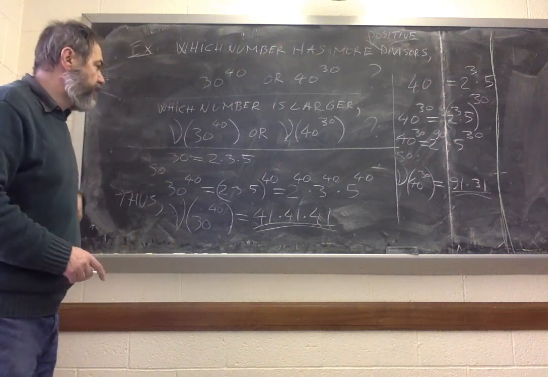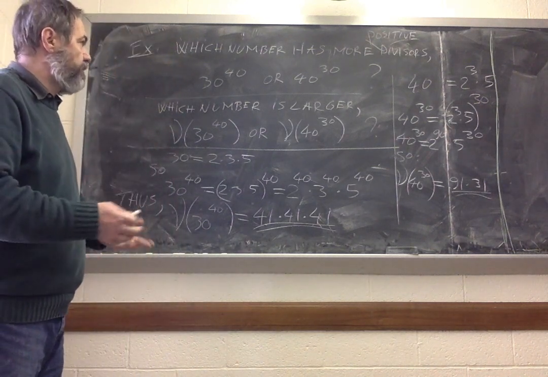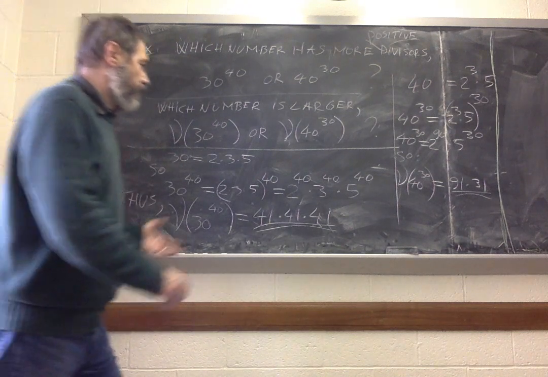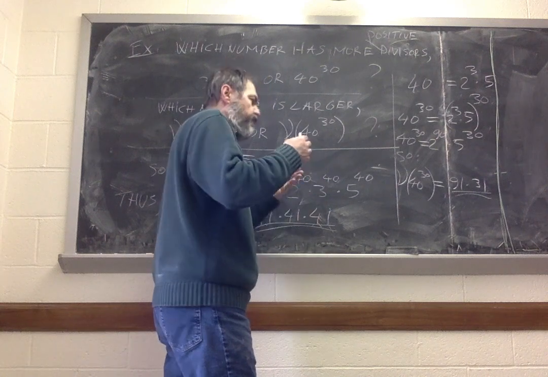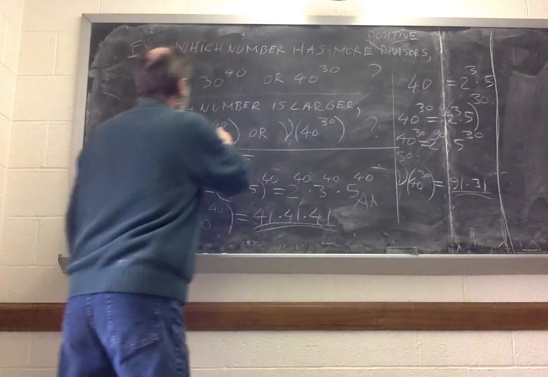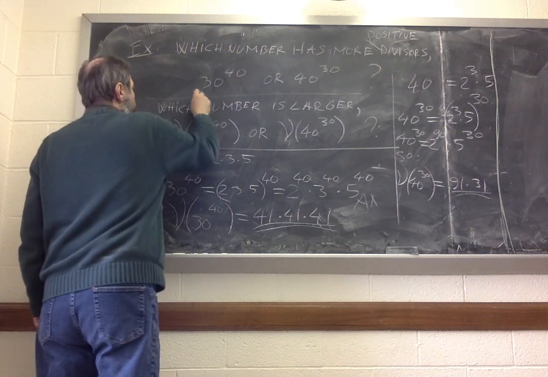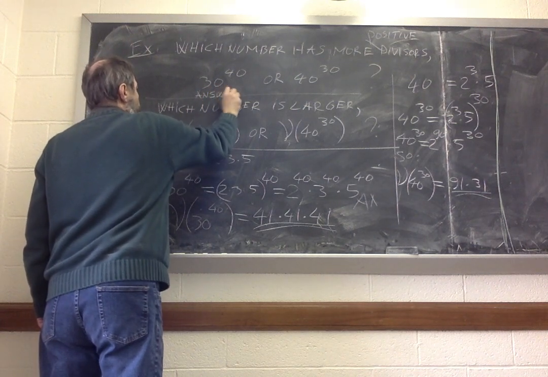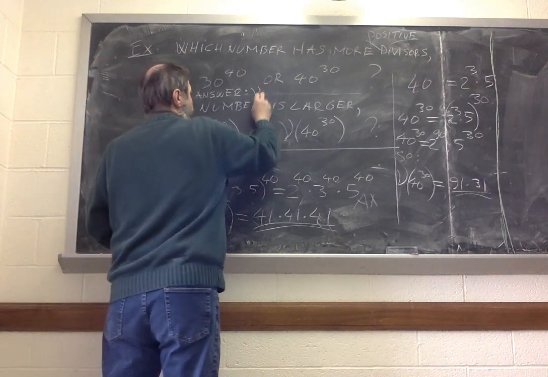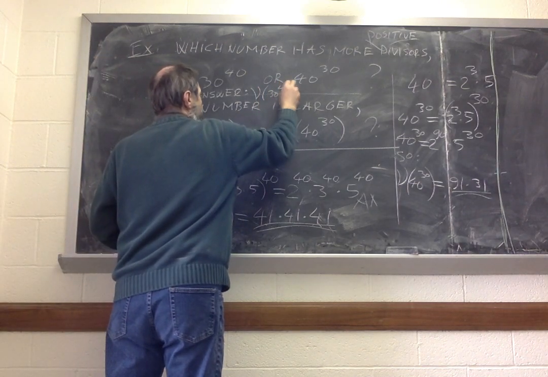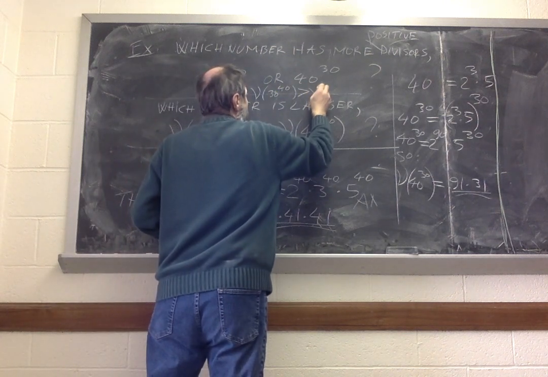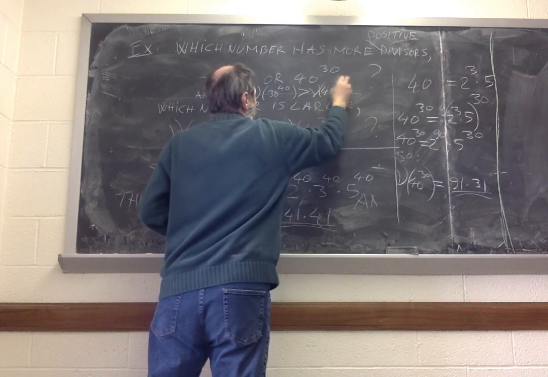Now let's see if we can adjust this a little bit to make it a bit closer. Which one was bigger? So okay, in any problem we need to give an answer. So answer here. Which was larger? The number of divisors of 30 to the 40 was larger. It's strictly larger than the number of divisors of 40 to the 30.